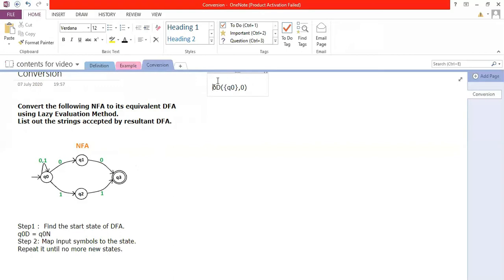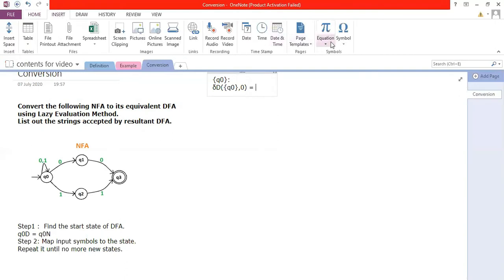Before that, I can make it clearer: we are working on the state Q0 initially. Now check what Q0 with 0 is in the NFA. It is Q0, Q1. In the NFA it is separate states, but in the DFA it is a combined state. So delta D of Q0 with 0 would be delta N of Q0 with 0, which is Q0 and Q1. I can write it as Q0 Q1 directly. No need to specify it again; we will take it up in the next step.